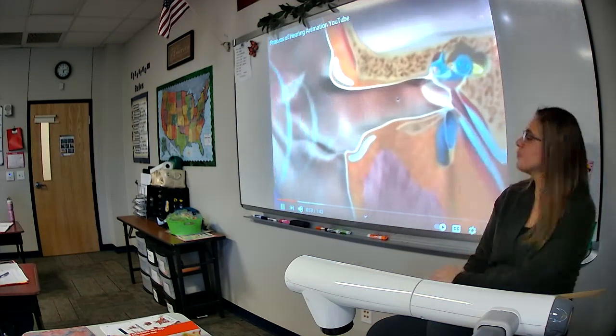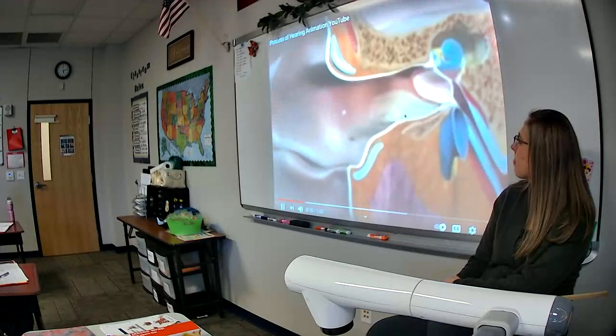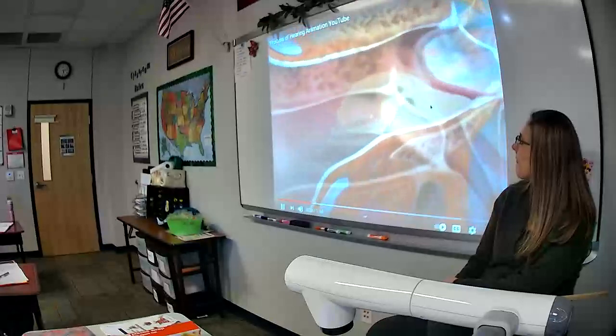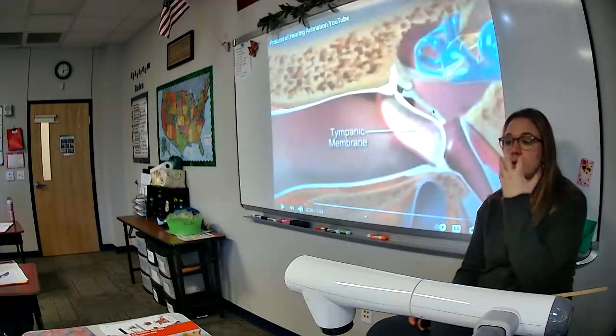Ear canal is lined with cilia and ceruminous glands. Earwax from the ceruminous gland and the cilia protect the ear from entry by foreign matter. Okay. Your earwax in your ear functions very similar to the mucus in your nose.